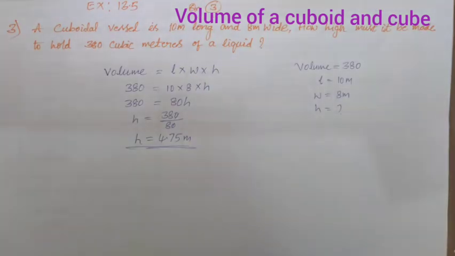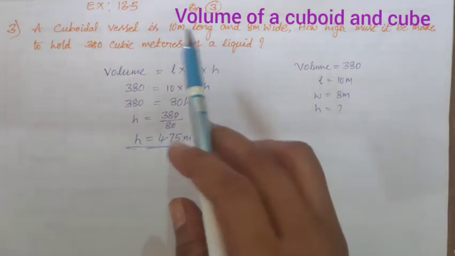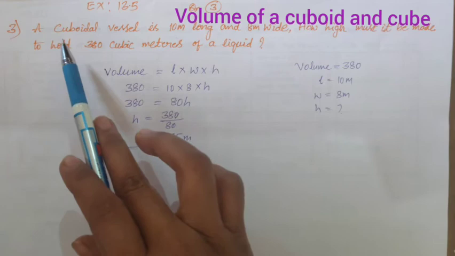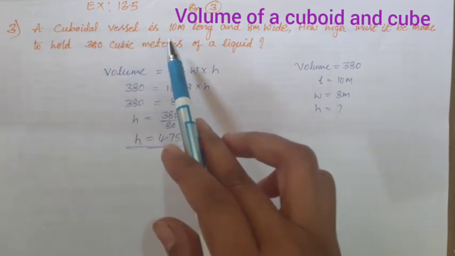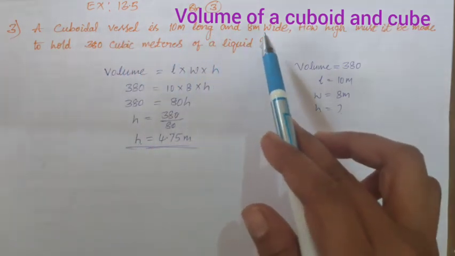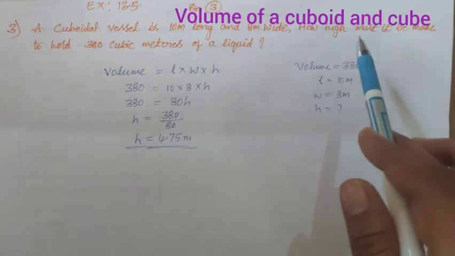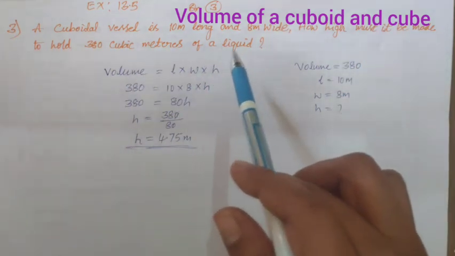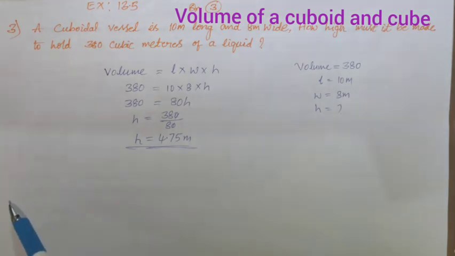Students, now let us go to the third question of exercise 13.5. The third question is: a cuboidal vessel is 10 meter long and 8 meter wide, and how high must it be made to hold 380 cubic meters of a liquid? You can read the question carefully.